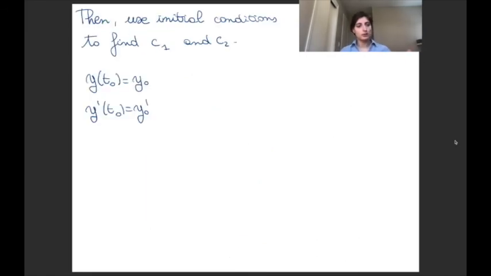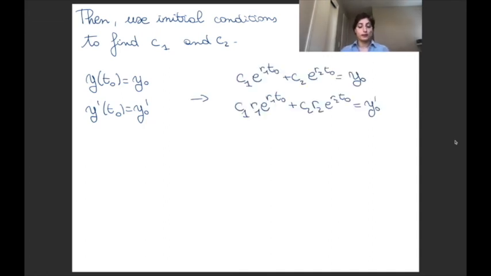Now that we have a solution that depends on c1 and c2 times some exponentials of things that we know, we want to find the c1s and the c2s, and we use the initial conditions to do that. So as general initial conditions, we have that at t0, some value of time, we have a fixed value of the function we're looking for, y0, and a fixed value of the derivative of the function, y0 prime.